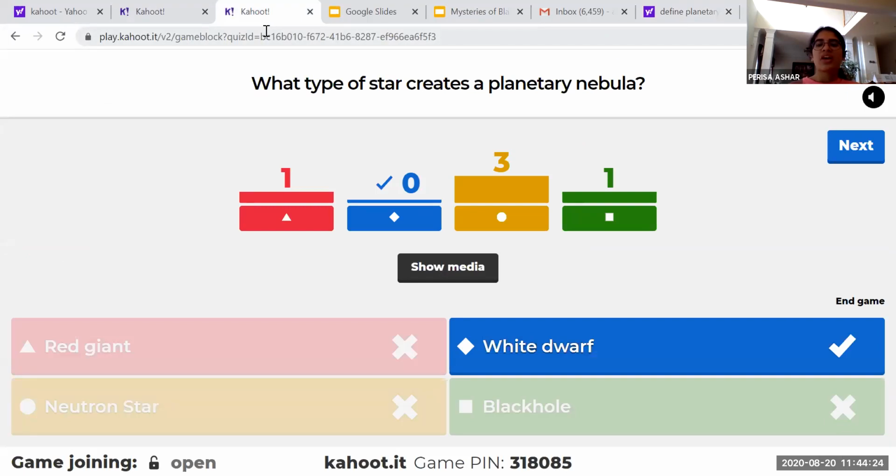I kind of mentioned that hint. It was a bit late, but in essence, since it's an aging star, that should let you know, okay, it can't be a red giant. So now you're deliberating between black hole, neutron star, and white dwarf.